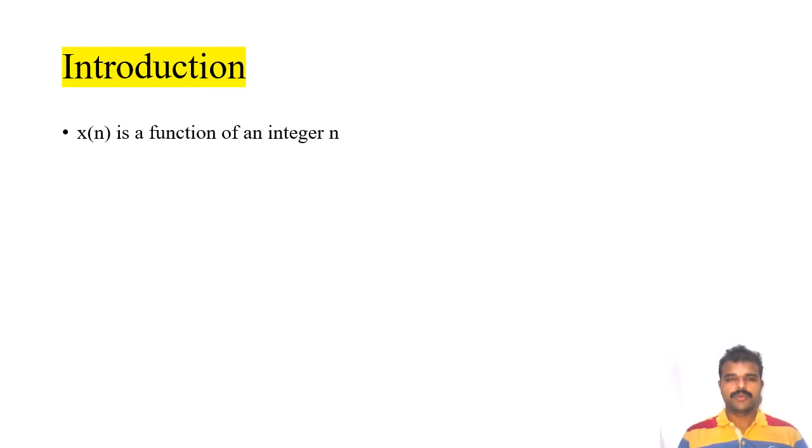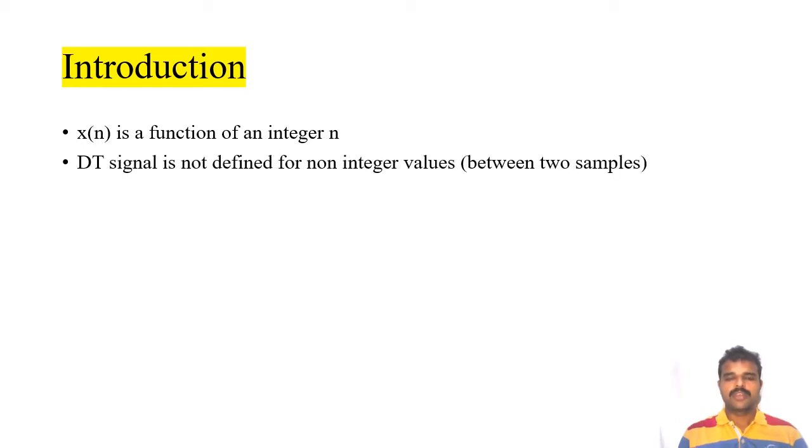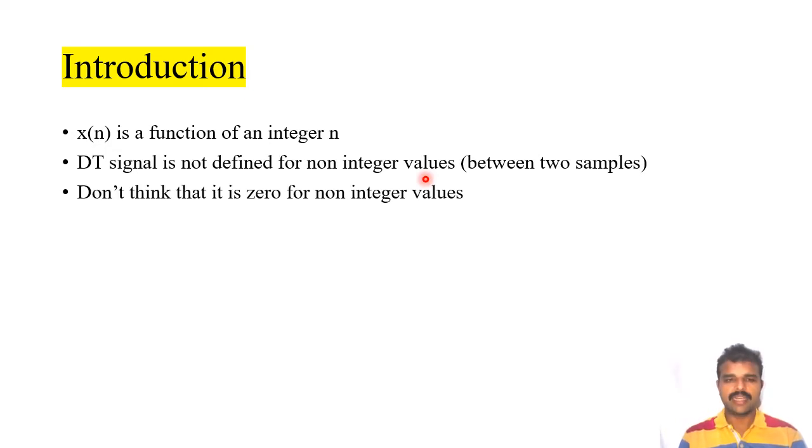As we already know, a digital signal which is discrete in time will be a function of an integer n, that is x of n, and a discrete time signal is not defined for non-integer values. Please note that it is not defined for non-integer values, correct? It is defined only for integer values. It means that the value is 0 for all values of n between two consecutive integers.